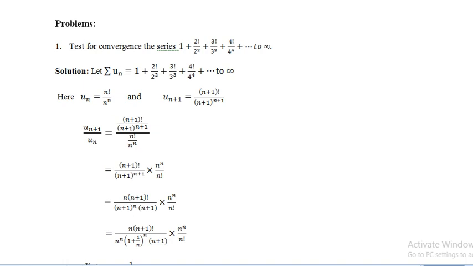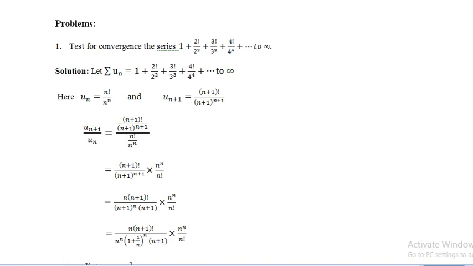That is un. The numerator is 1 factorial, 2 factorial, 3 factorial, 4 factorial, 5, 6, 7 up to n, so write this as n factorial. The denominator is 2 square, 3 cube, 4 raised to 4, 5 raised to 5, 6 raised to 6 up to n raised to n. So the nth term of this series becomes n factorial divided by n raised to n.